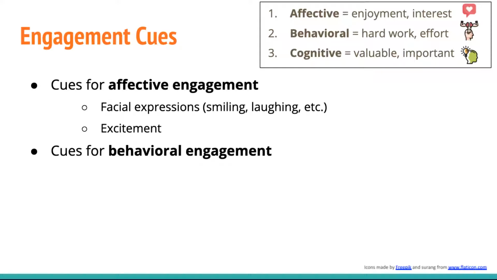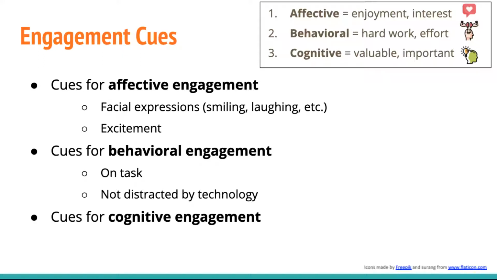Behavioral engagement tends to be a bit easier to gauge, as you can usually tell when students are on task, when they're not being easily distracted, especially by technology, and when they're really working hard. Cognitive engagement tends to be a little trickier, but some cues that students find the work valuable and important may include asking questions or sharing examples that connect content to their own lives.